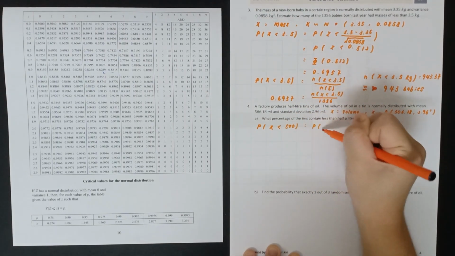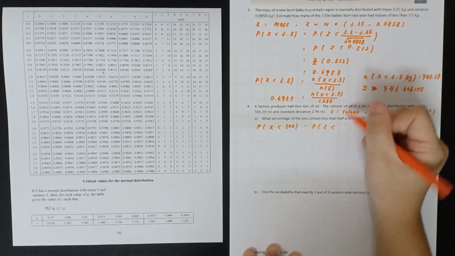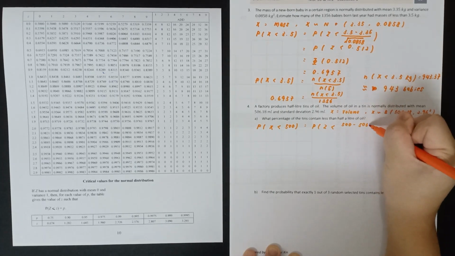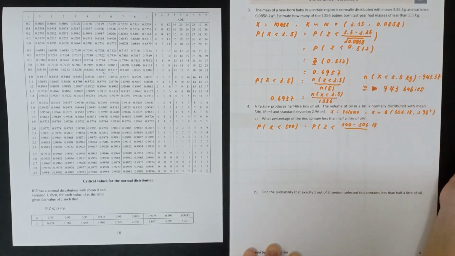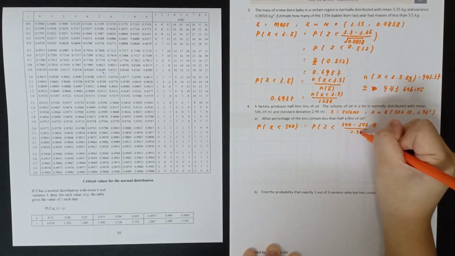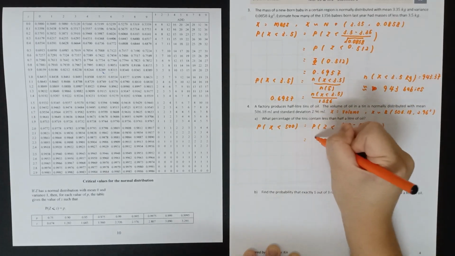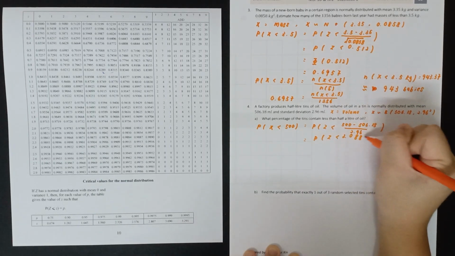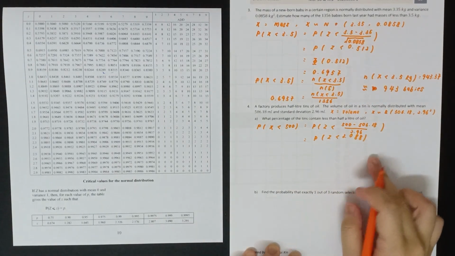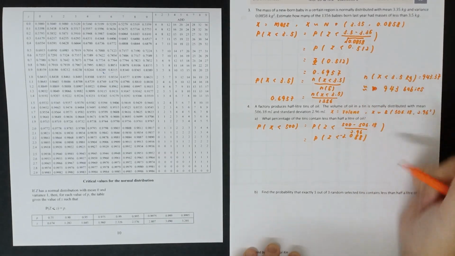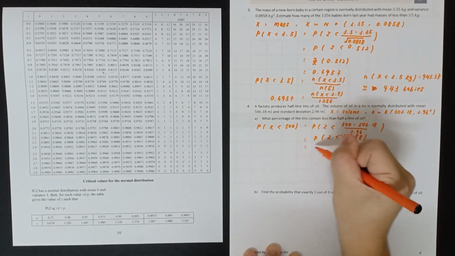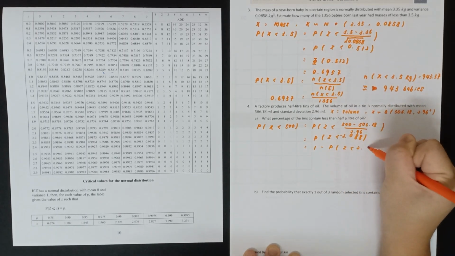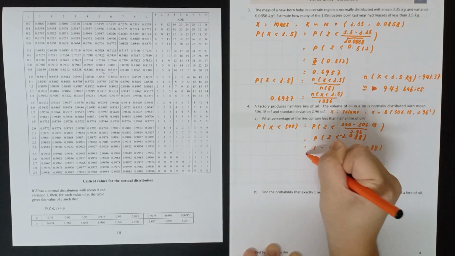I'm going to do the same thing. Standardize it. So 500 minus 506.18, divided by 2.96. Use your calculator to solve this. If you think you need to draw, then you can try to draw it. Sorry, this is negative. So if I want to find less than, then I will need 1 minus the probability Z smaller than 2.088. So now I can change it to 5.